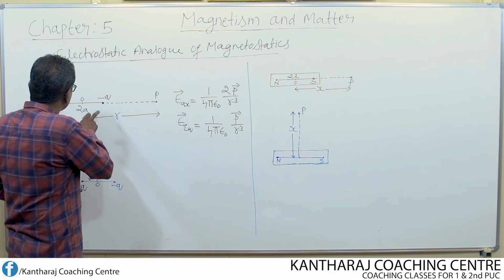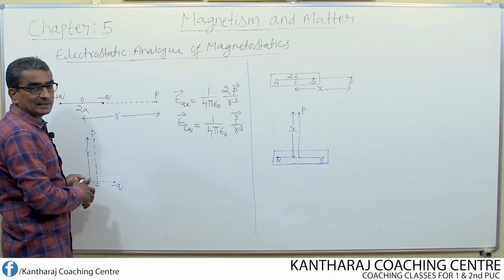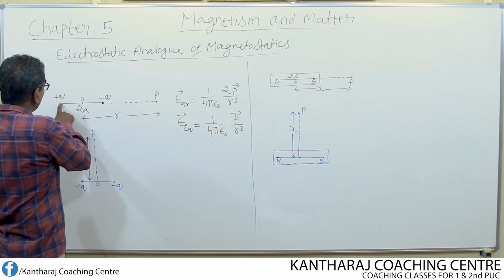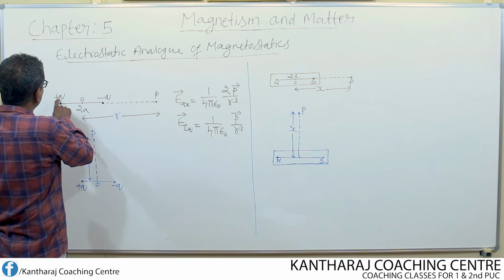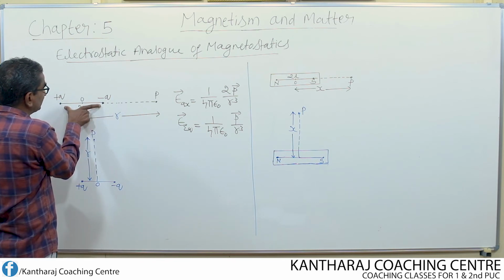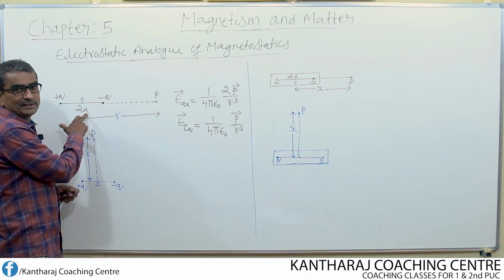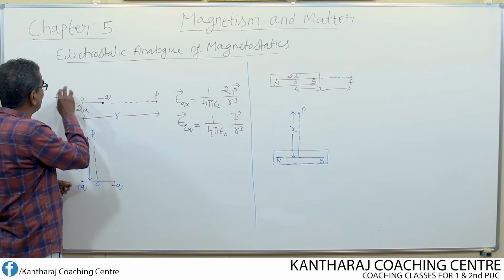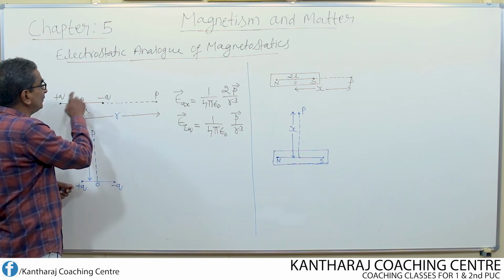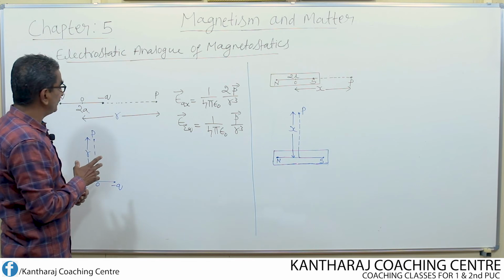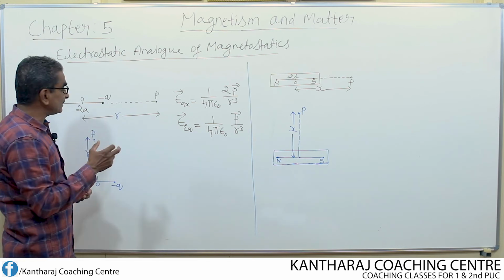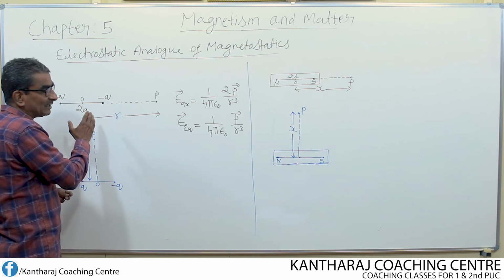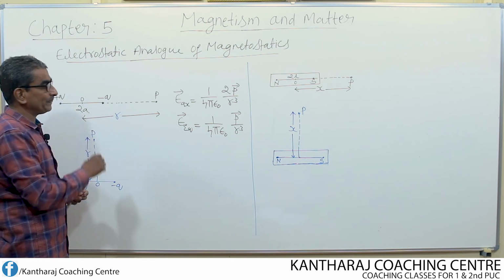Now, first of all, let us know what is meant by the electric dipole. Two equal and opposite charges separated by a very small distance. What is the distance? 2a. Plus q and minus q. If this is 5 coulomb, this should be 5 coulomb. Only thing is the nature should be opposite. So if two equal and opposite charges are separated by a small distance, then we call that an electric dipole.